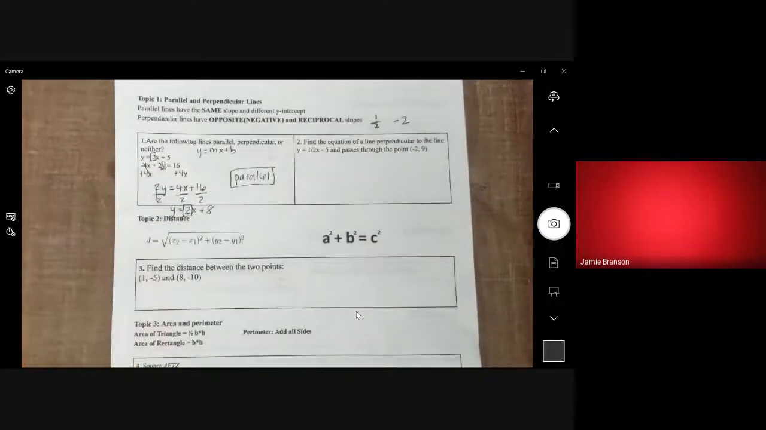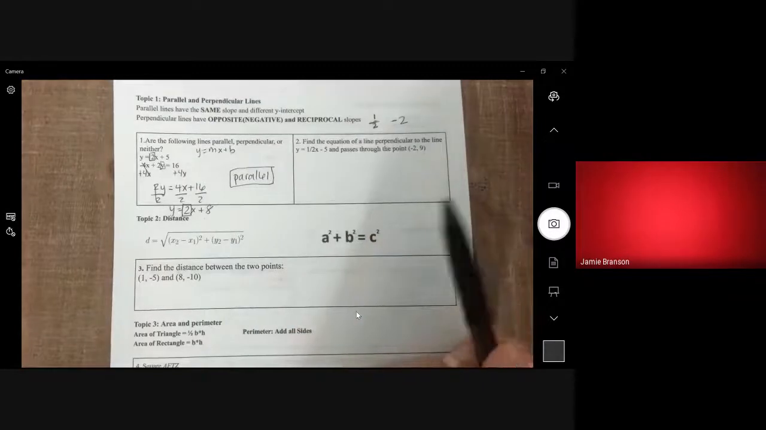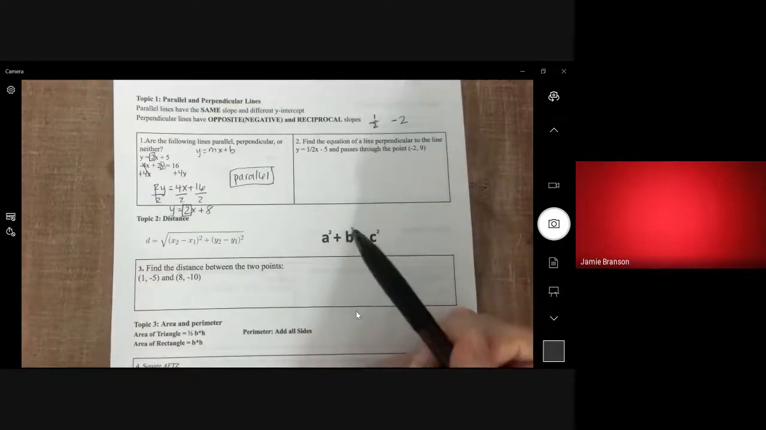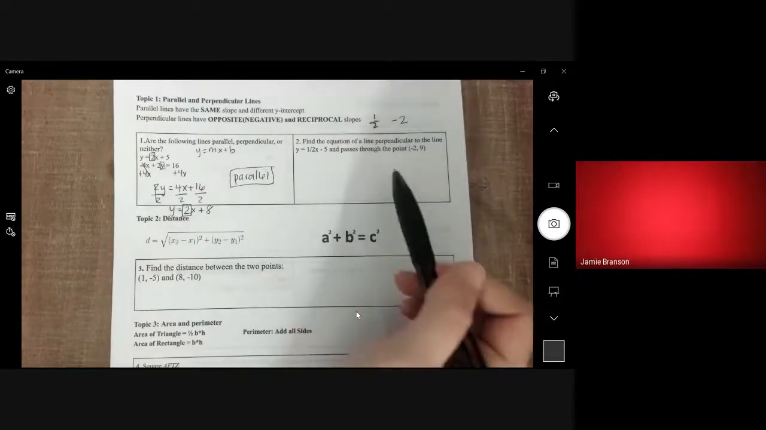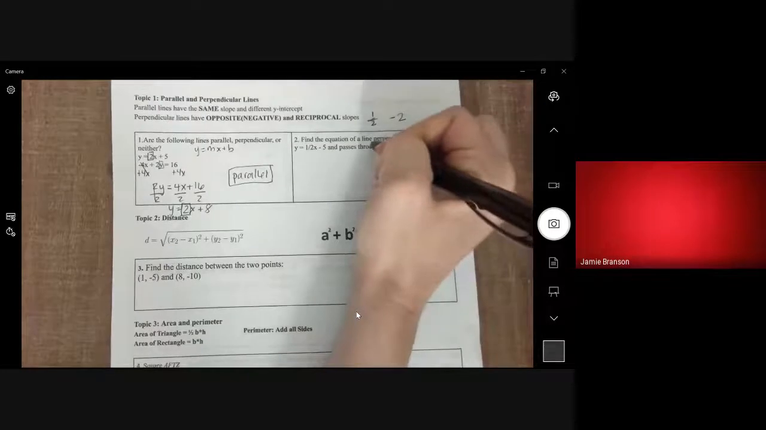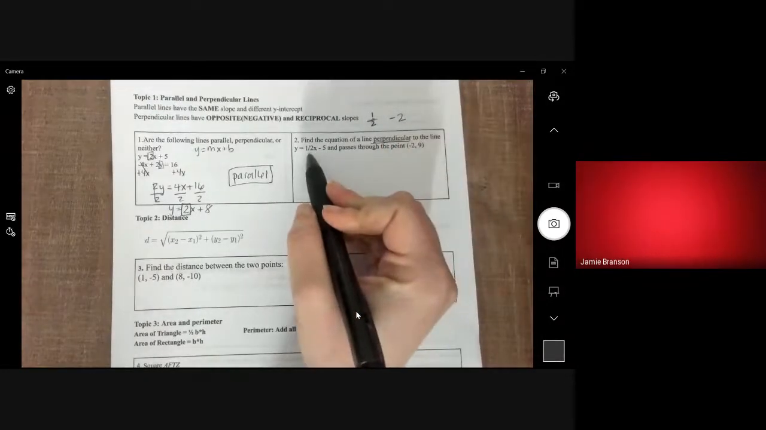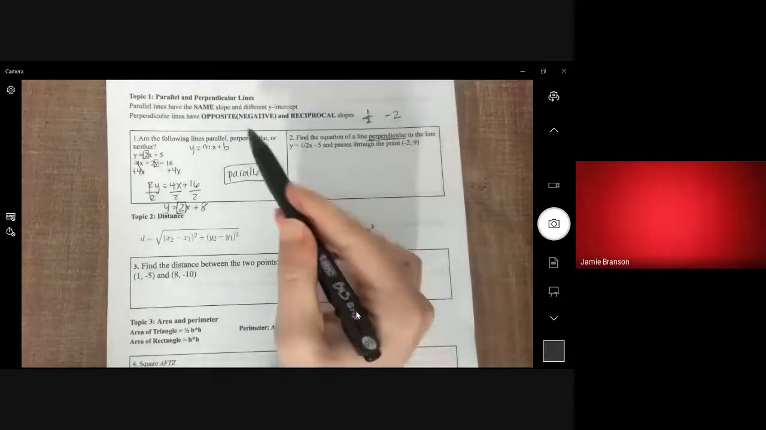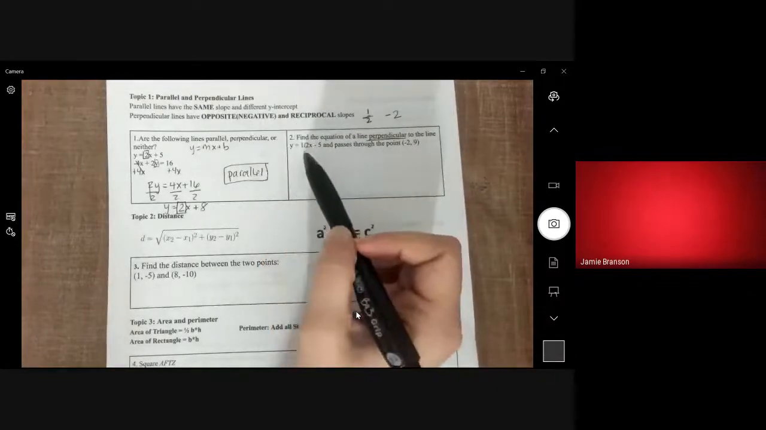So that's one type of question. You just compare their slopes to see if they're the same or if they're opposite and reciprocal. Number 2 asks us to find the equation of a line that's perpendicular to this line and passes through the point -2, 9. If it were to say parallel, you would just keep the exact same slope and work from there. But since this one says perpendicular, we have to find our new slope, which will be opposite and reciprocal of this one.